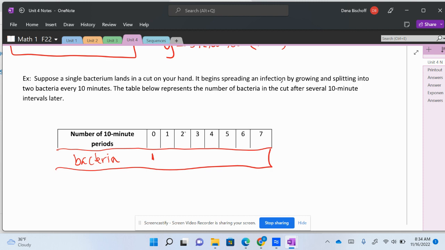Every 2 minutes it grows by, so 1 times 2 is, that's my growth factor. And 2 times 2 is, and 4 times 2 is, and 8 times 2 is, and 16 times 2 is, and times 2, and times 2 is 128. So this is in 10-minute increments. So this is really at 70 minutes, right? Because 7 times 10 is 70 minutes. Does that make sense? So at 70 minutes, I have 128 little bacteria in my wound, okay?